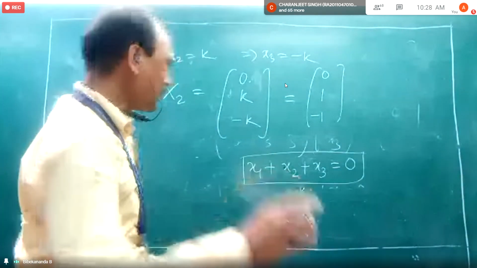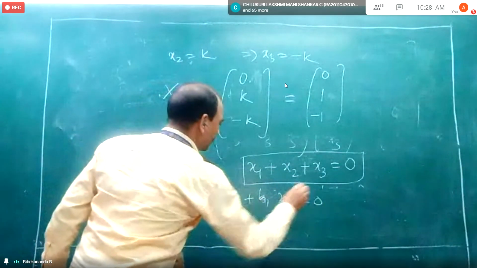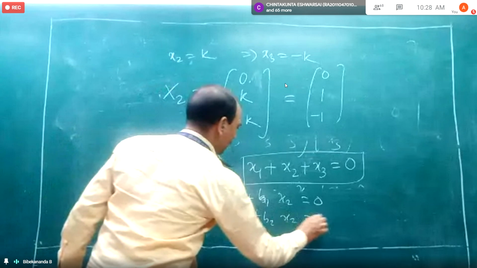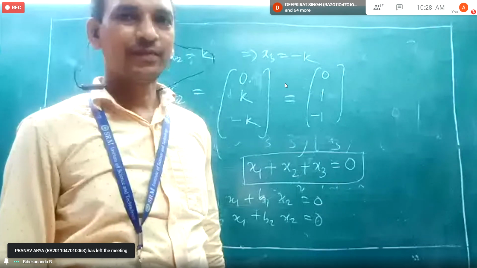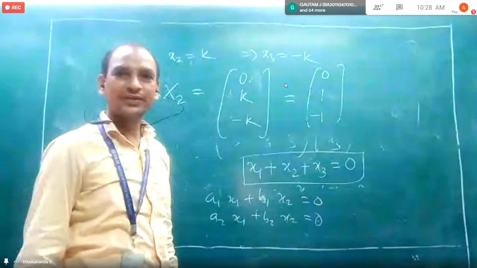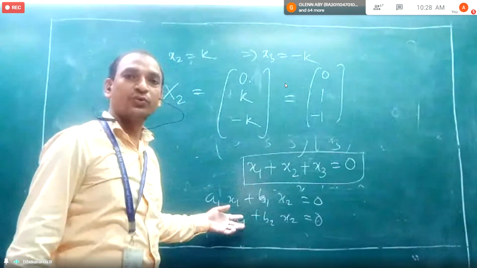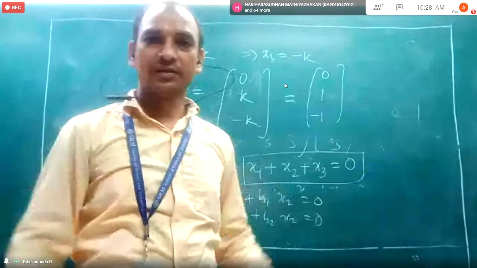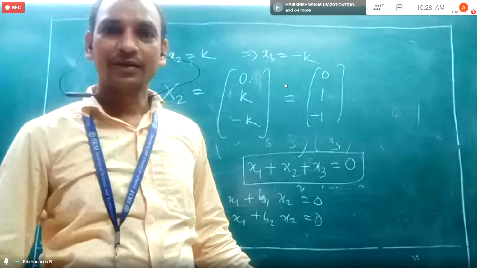Suppose I give you a1 x1 plus b1 x2 equal to 0 and a2 x1 plus b2 x2 equal to 0. How many equations and how many unknowns? Two equations, two unknowns. So we can find x1 and x2 explicitly, and that will be easy. There is no other solution except that one.